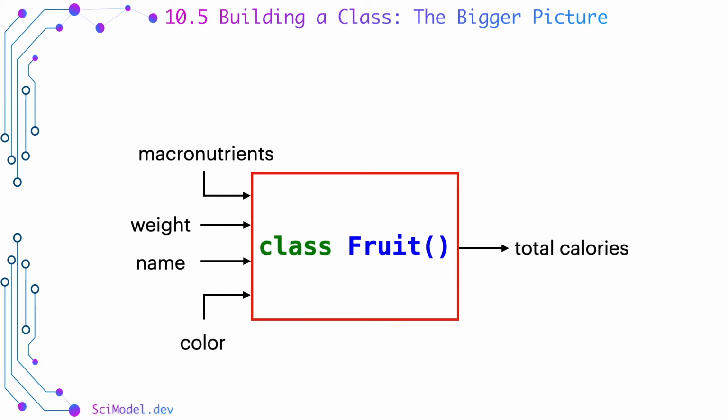Suppose you are building an application whereby the user can enter macronutrients of a fruit per 100 grams of weight, and the application prints the total calories of the fruit itself depending on the actual weight of the fruit. Not only that, but also the user can enter the name, weight, and color of the fruit. Now suppose the user wants to enter the mentioned characteristics for apple and banana fruits.